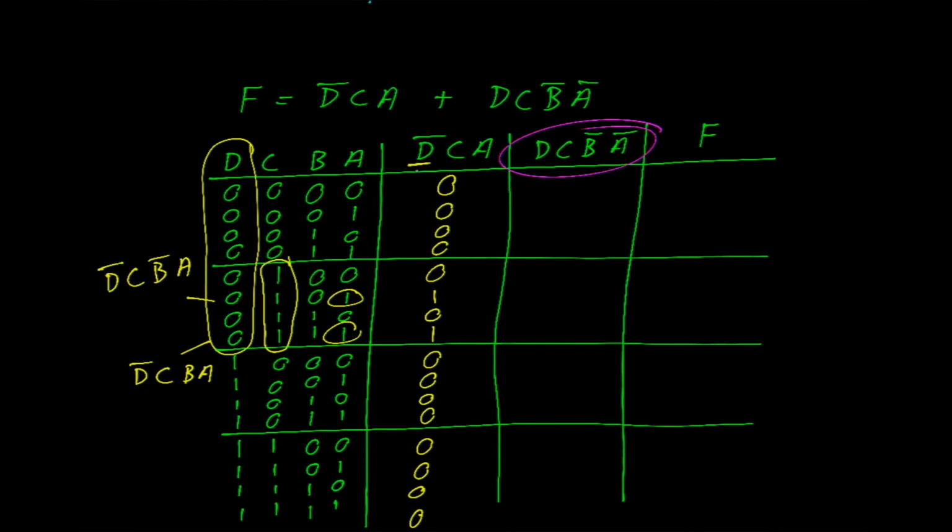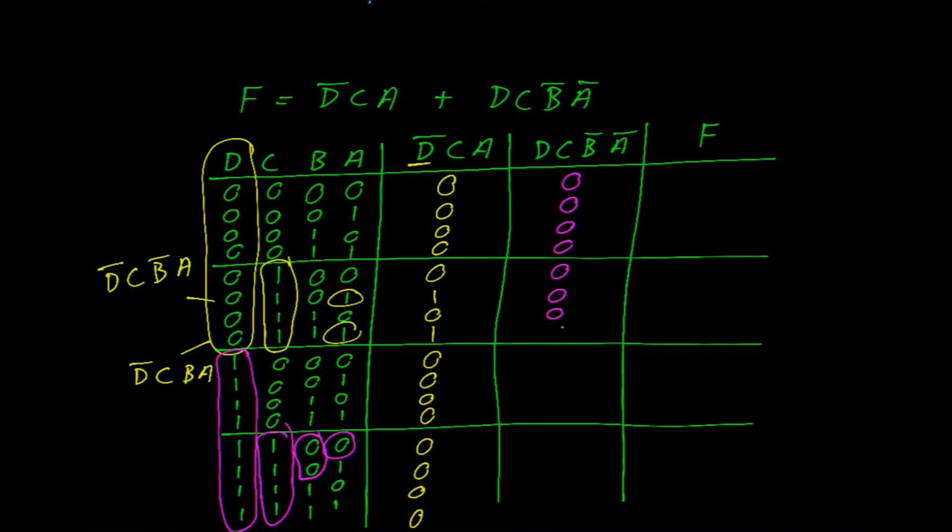As for this column, we're looking for conditions where D is true, so that's here. C is true, that would be this. B naught, it's here. And finally, A naught. It looks like that only occurs in one place. So this column becomes all zeros except right here.